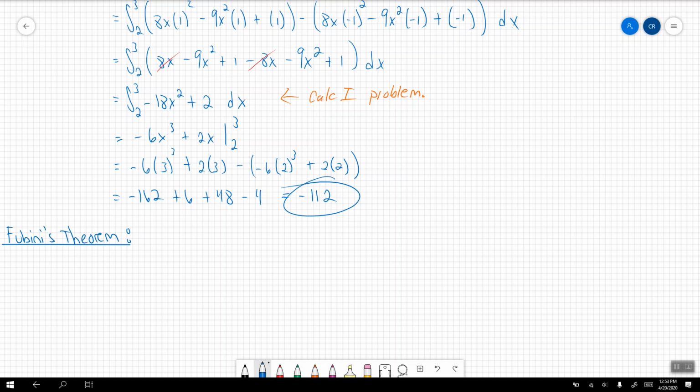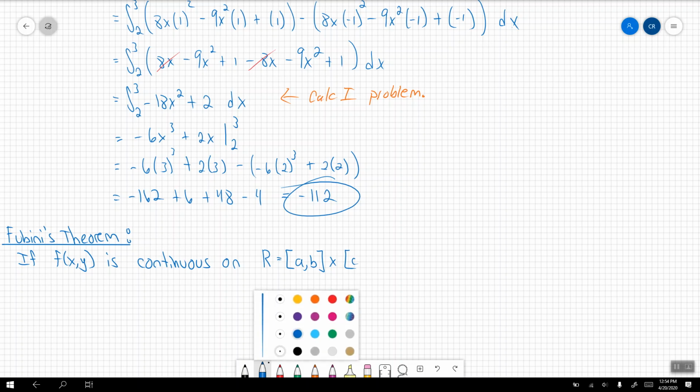Now, Fubini's theorem says if you have a continuous function on some rectangular region, we'll just classify this from A to B and then from C to D. Sorry guys, my computer is acting kind of funky right now. There we go. From C to D.